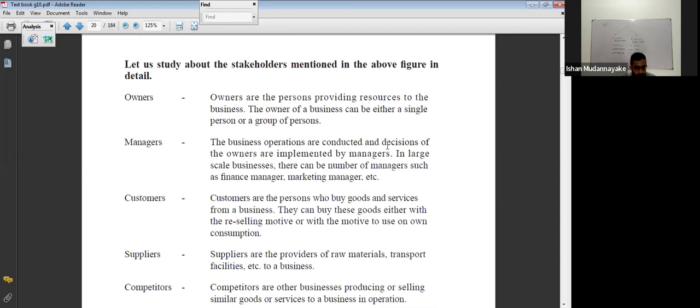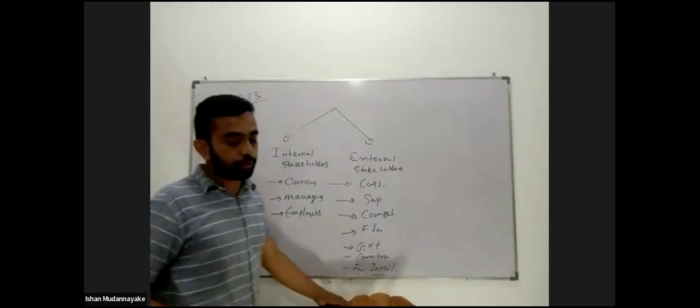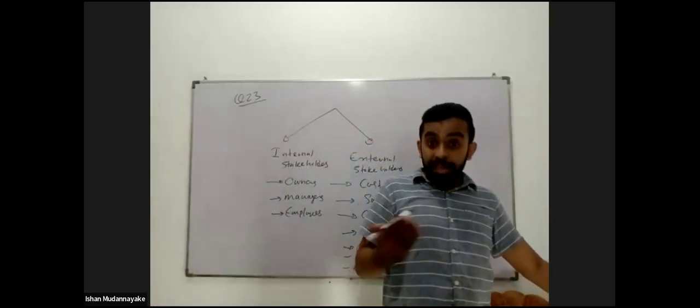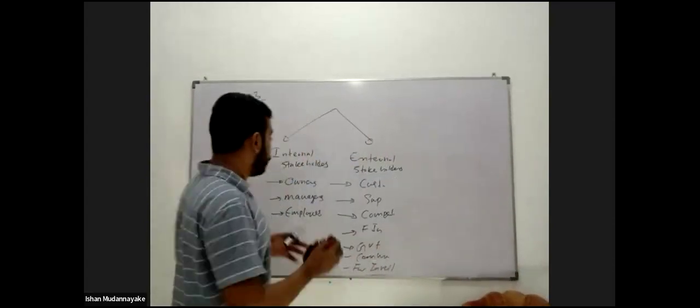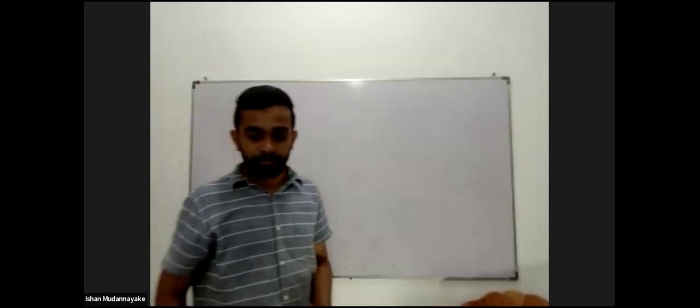Owners. Chamatkar, can you read the first one? Owners are the persons providing resources to the business. The owner of a business can be either a single person or a group of persons. Owners provide to the business organization cash or any other property.